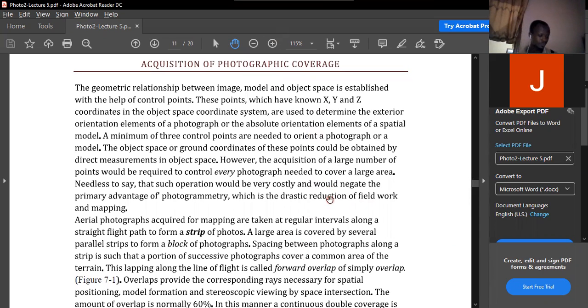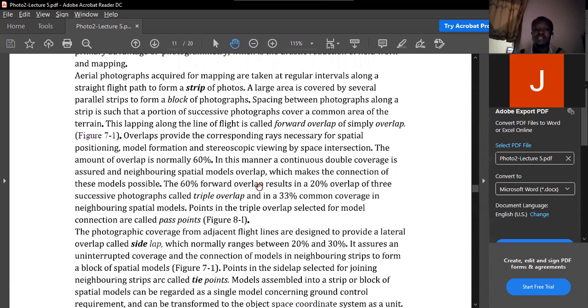Are you okay? So we're talking about what is a strip of photos. Aerial photographs acquired for mapping are taken at regular intervals along a straight flight path to form a strip of photos. If you're not sure, I'll be mentioning strip and all those things, and this page is there to help you. And to put it in perspective, what we are trying to achieve in photogrammetry is what we call photographic coverage.